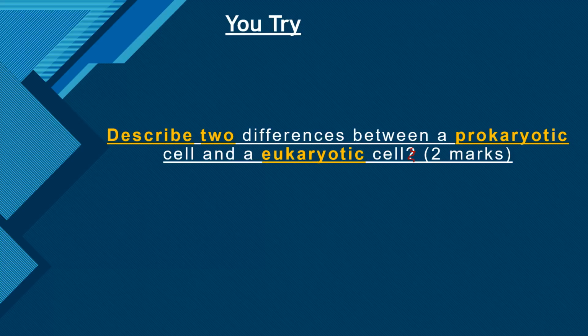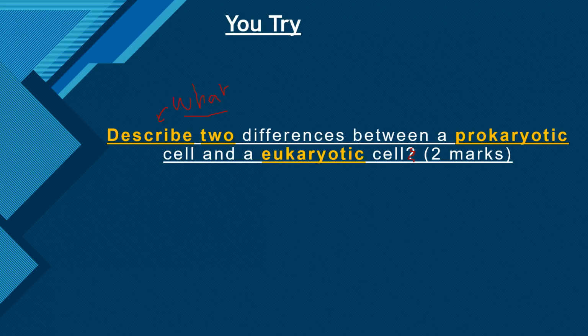Okay, so now we can see that it says describe and it's in orange. This is because describe is the command word, and we always have to look out for what the command word actually is. And describe always refers to what. We always state what something is like or what it is. So we're not given any reasons for anything. We're just talking about the what.